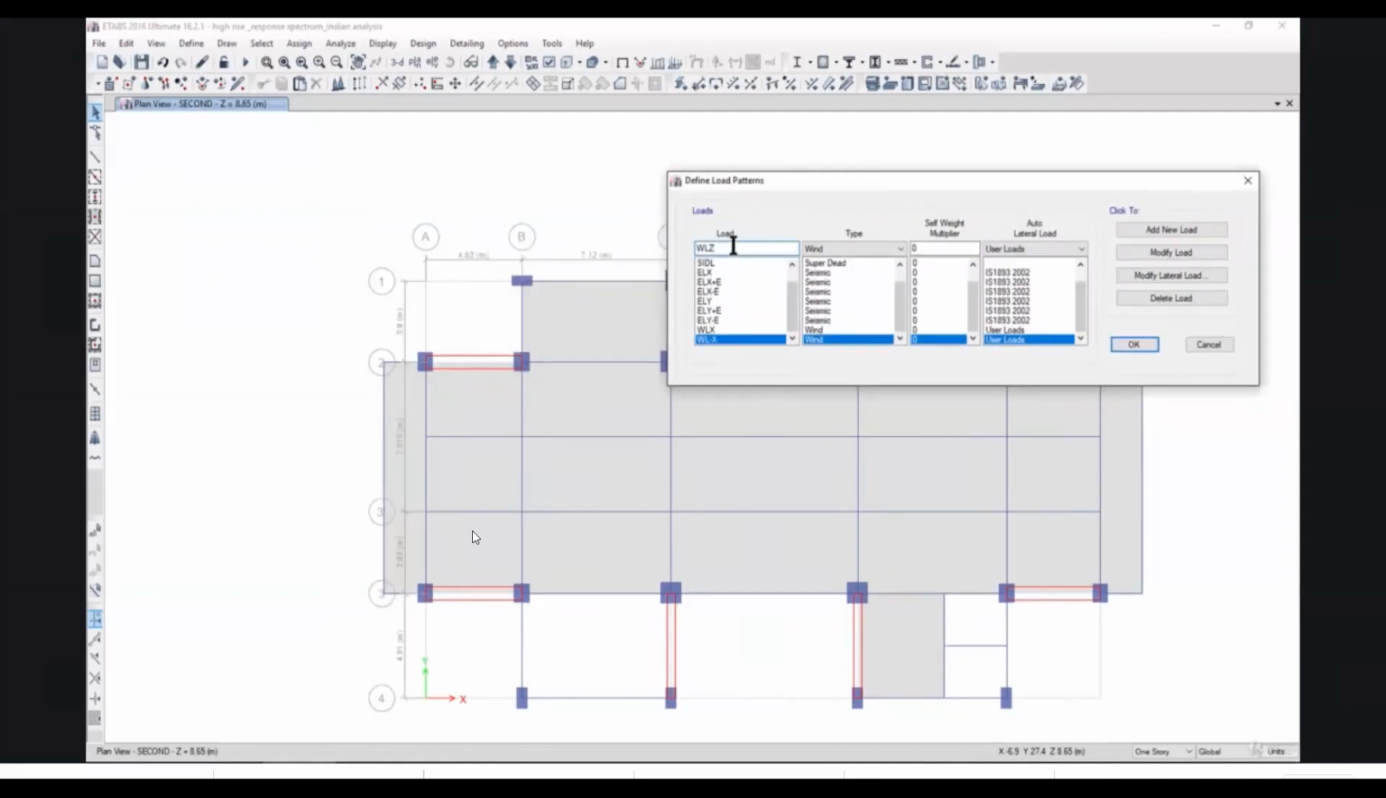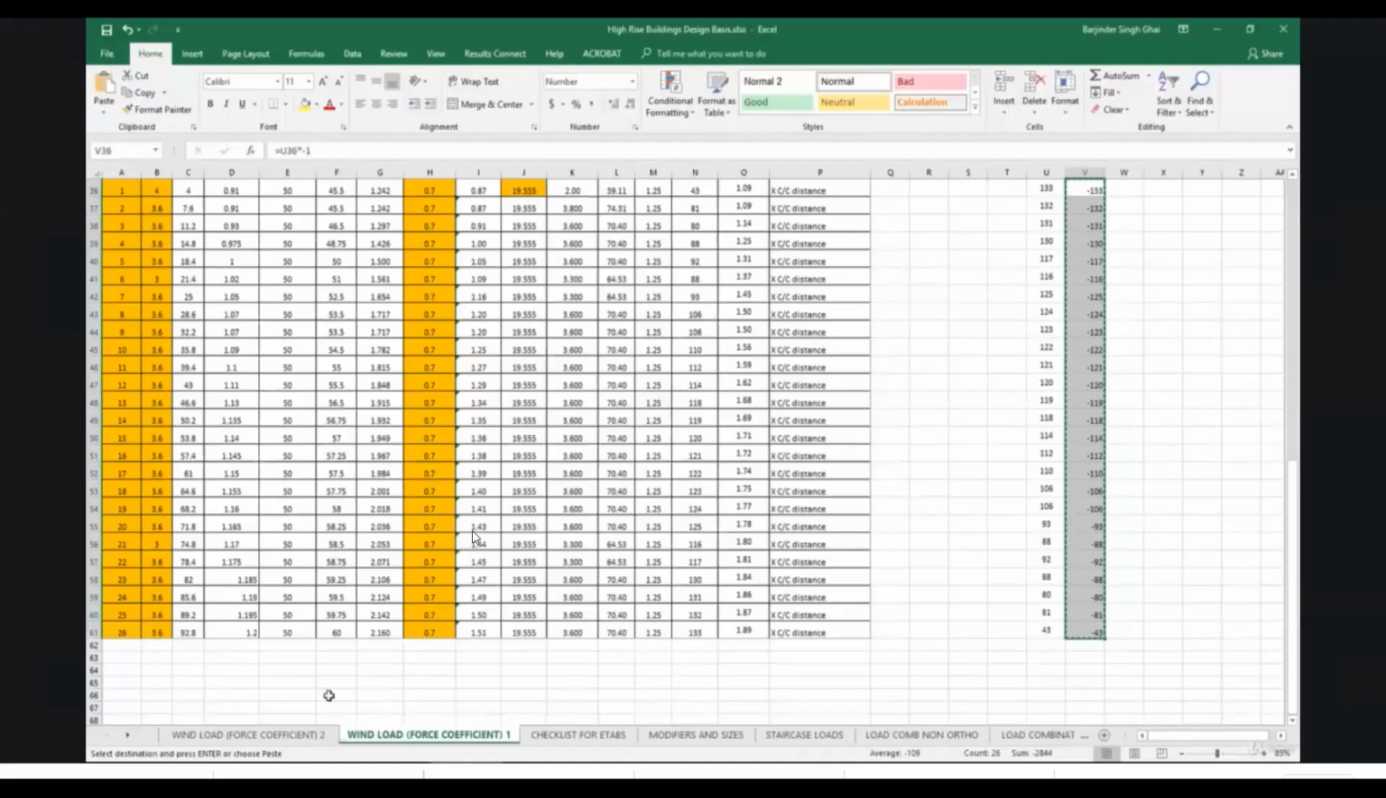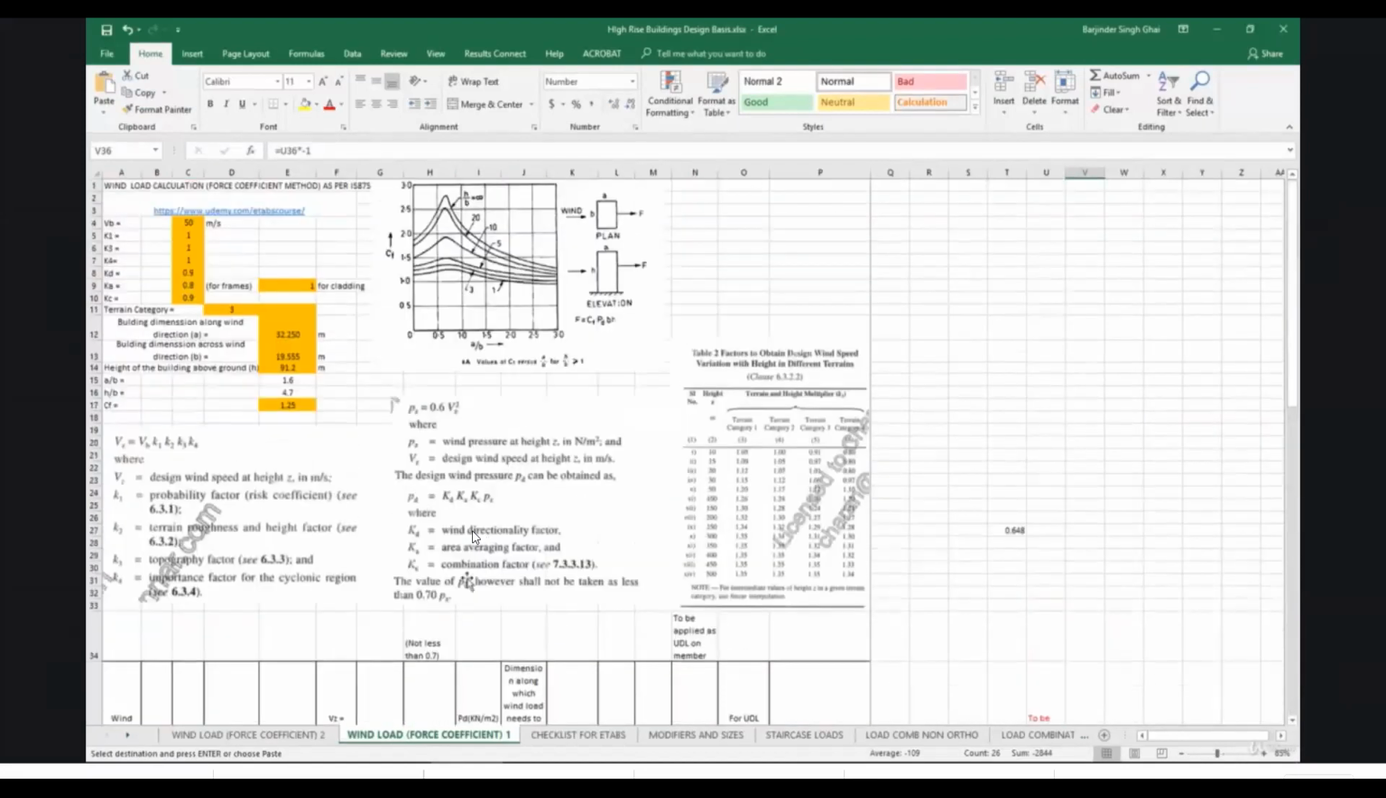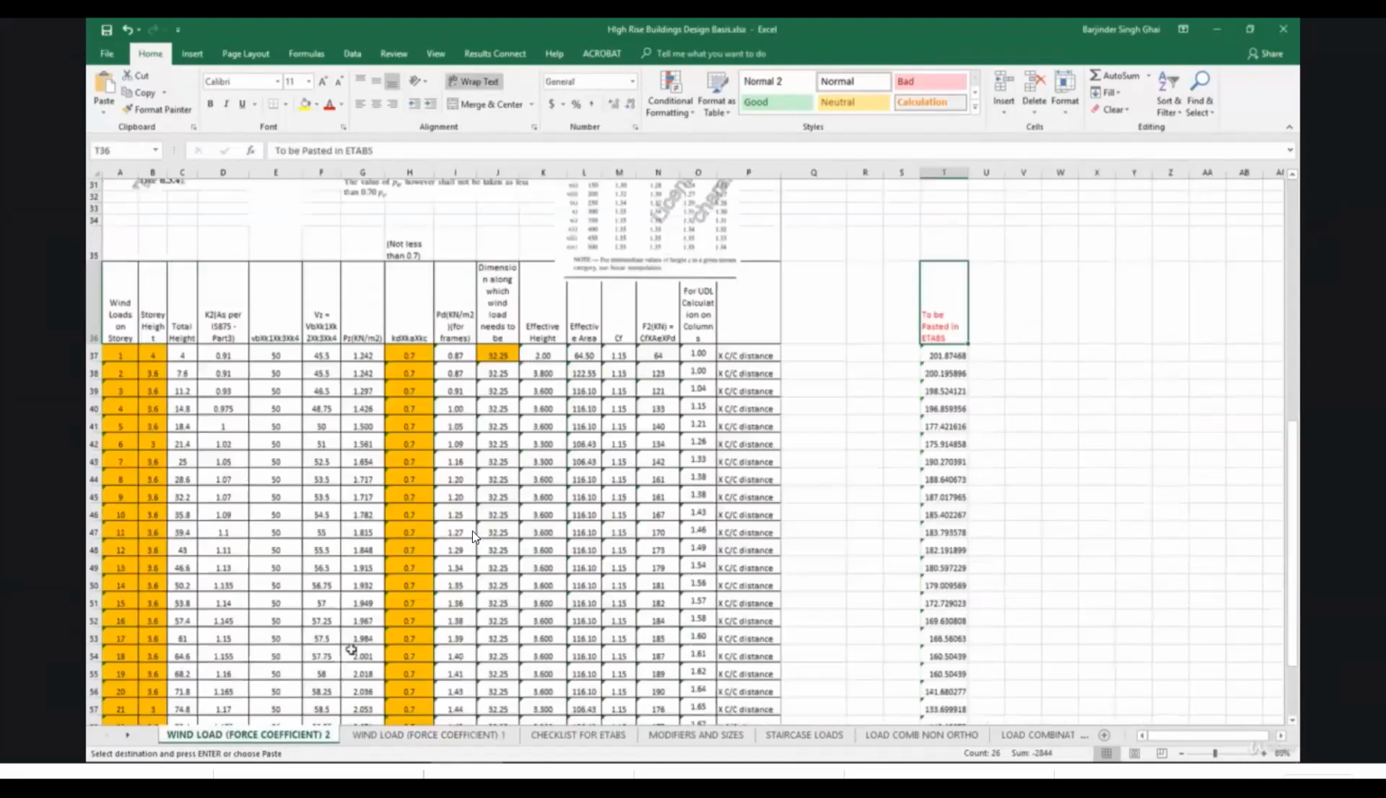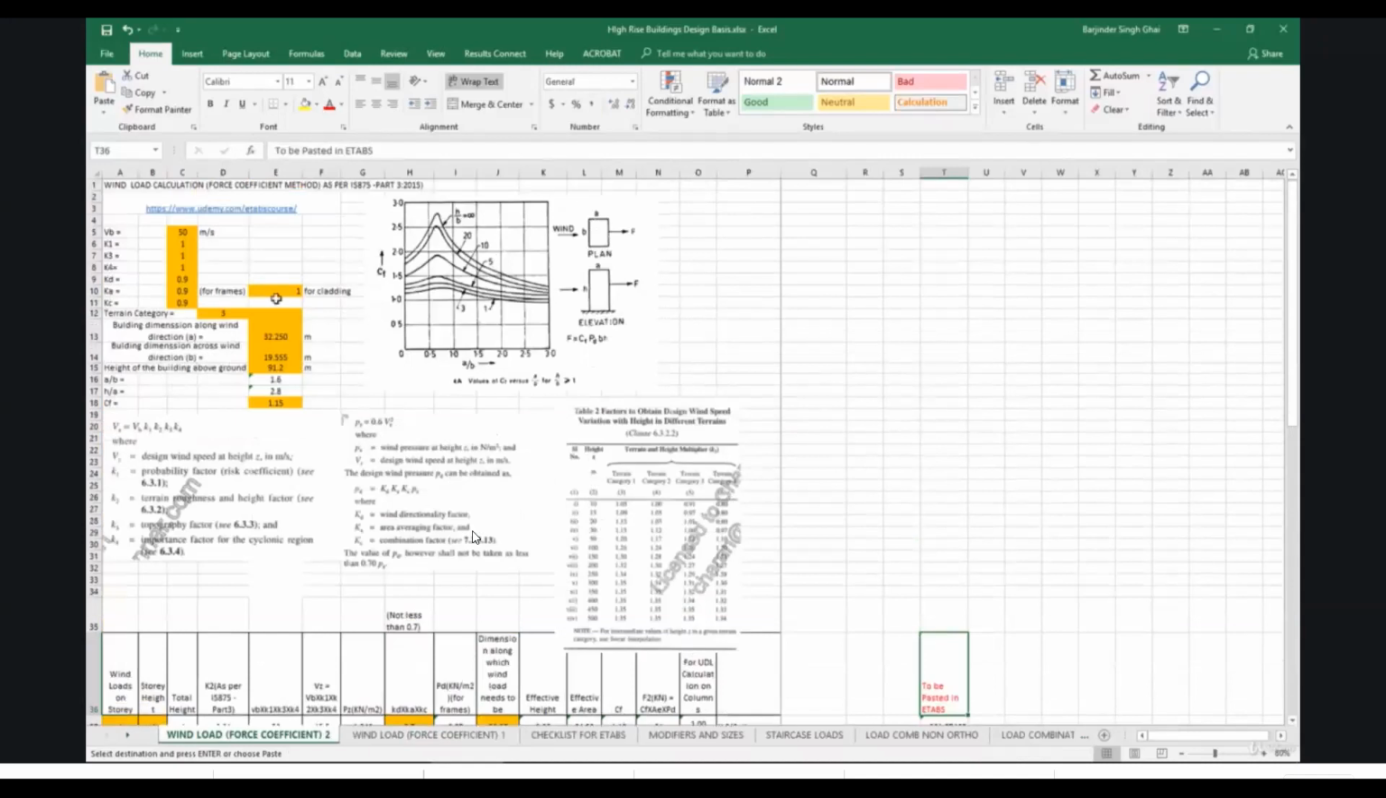Or we can say that right now, after that we need to define WLY, that is wind load along positive Y direction. So left click again on add new load. In the similar manner with which we have calculated the wind load along plus X direction, we have also calculated wind load along plus Y direction. This Excel file is attached for your reference.